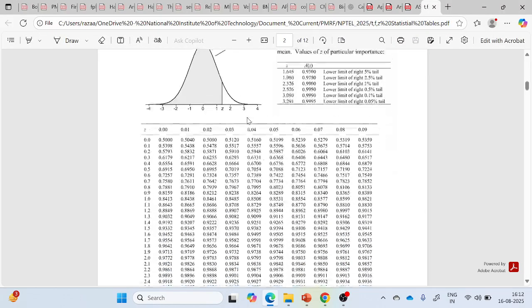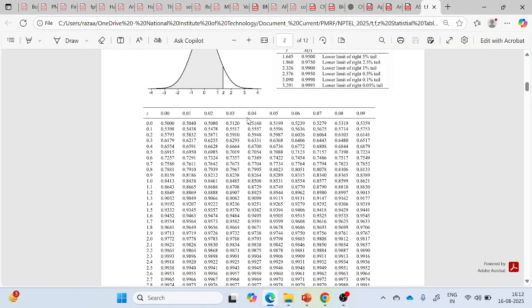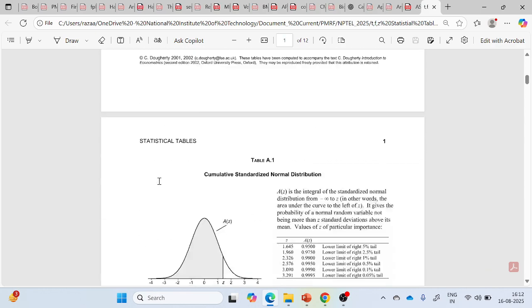Okay, so this is the table actually. It's a two-tailed table. If you look at the value for 1, this is going to give the value of what we can say, just one minute.